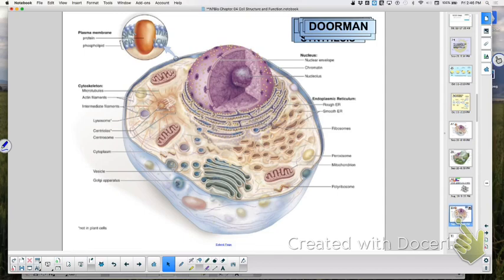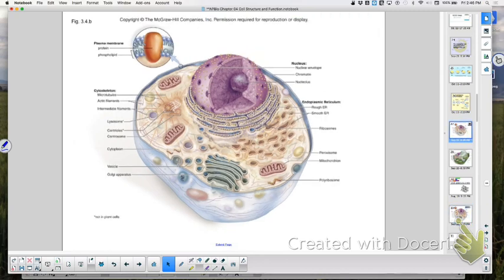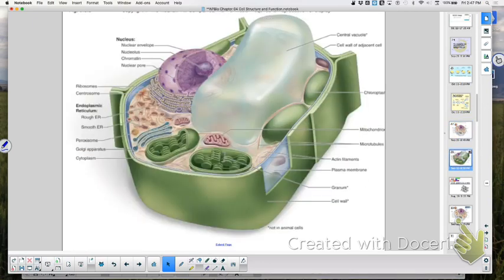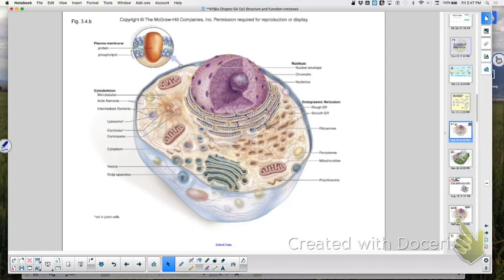Okay? So now, again, look here. Animal cell and plant cell. Plant cell has a cell wall. It has what? Chloroplast. It has a large central vacuole. It does not have what? Centrioles. It doesn't have the churros. See the difference? Okay.